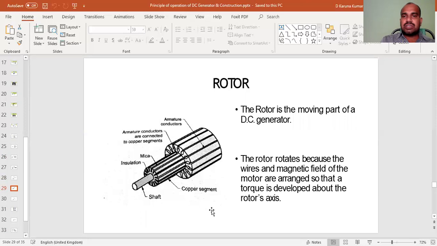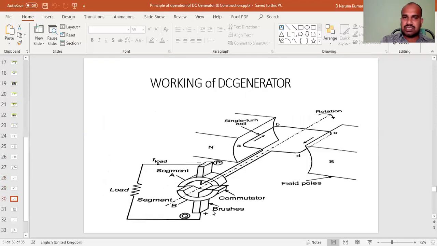Okay. The next one is the rotor, the moving part of the generator. The rotor is rotated because of the interaction of wires and the magnetic field of the motor, and the arrangement shows that torque is developed on the rotor axis.